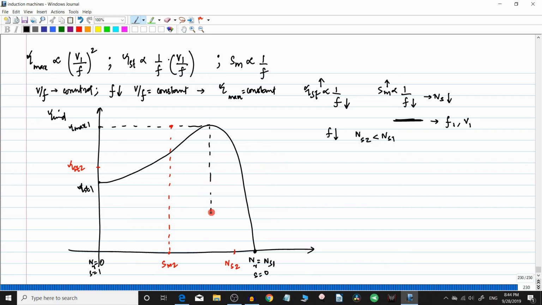You have to have a good understanding of the torque slip characteristics before you come to watch this video. Otherwise, all these things will go over your head. So remember to watch the torque slip characteristic fully, then only you will be able to understand this properly.